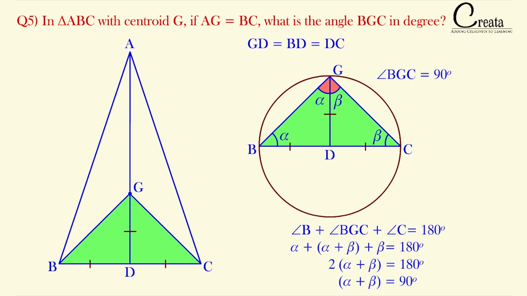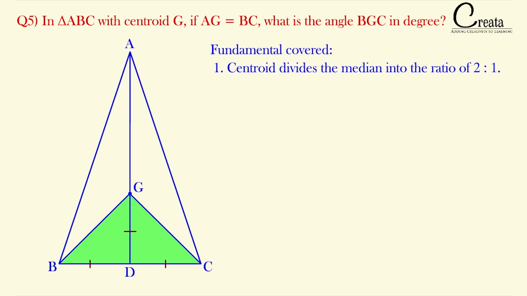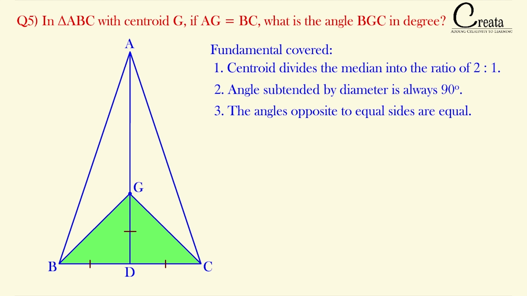So the fundamentals that we have used in this question: the first fundamental is that the centroid divides the median in the ratio 2:1. The second fundamental that we have used is the diameter subtends the angle of 90° at any point on the circumference of the circle. And the third fundamental that we have used is in an isosceles triangle, the angles opposite to the equal sides are equal to each other. These fundamentals we have used to solve the question. Let's move to the next question.